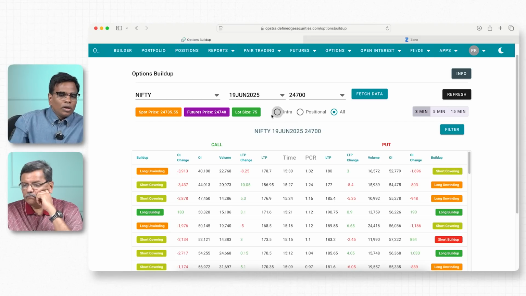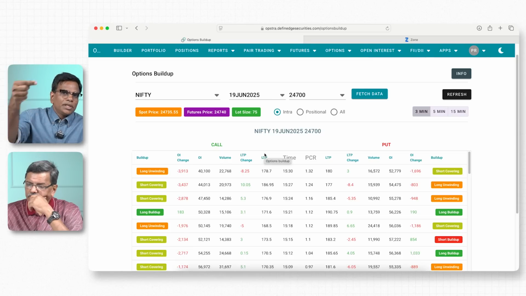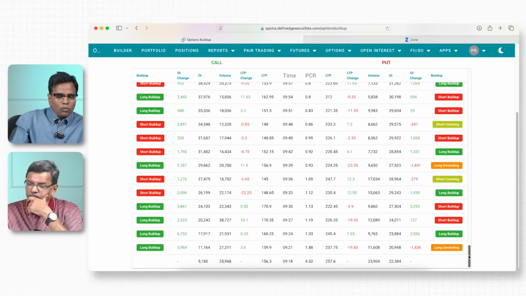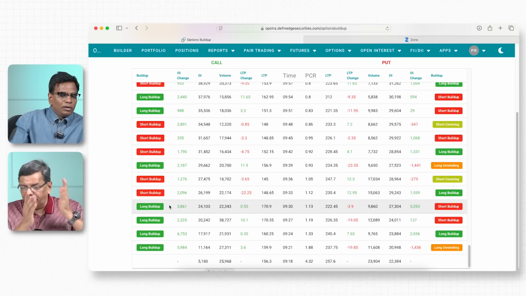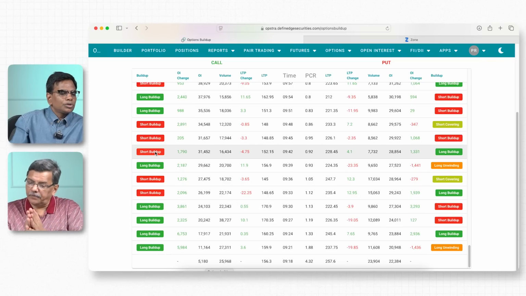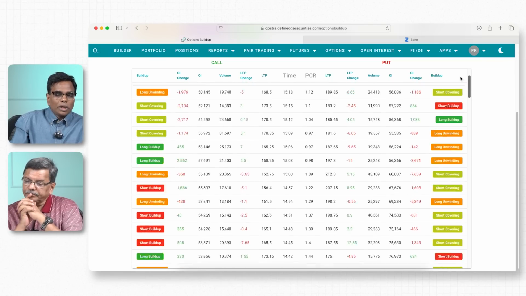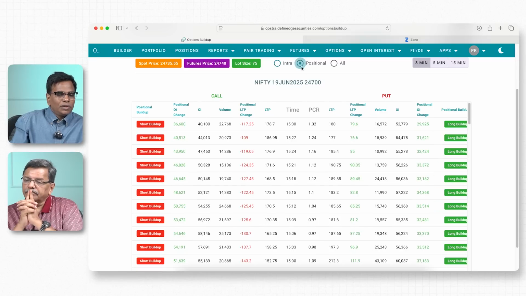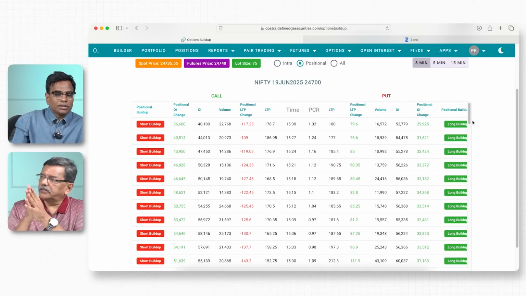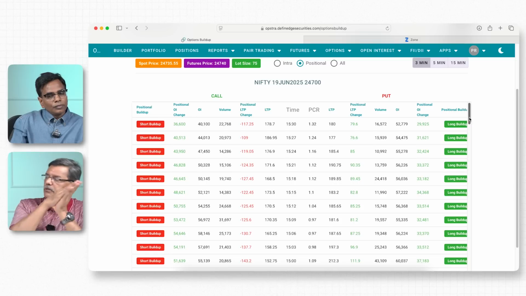Now we can do two things here, positional or intra. Intra means it will only look at 1 minute change, with respect to the beginning time, so only from market open to market close. But if you look at the positional, it checks with respect to yesterday's price. So the first reading in the morning will be with respect to yesterday's closing.